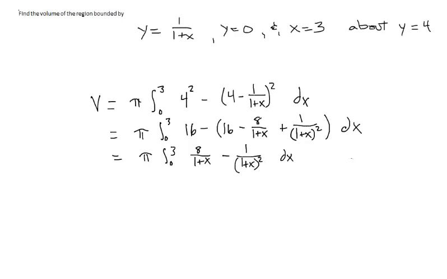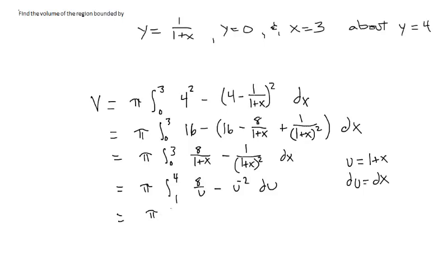And so here we're going to need to use u substitution. So u is equal to 1 plus x. du is equal to dx. So now we have pi times the integral. And when we put 0 in for x, we get 1. And when we put 3 in for x, we get 4. And now we have 8 over u minus 1 over u squared, or u to the negative 2, du.